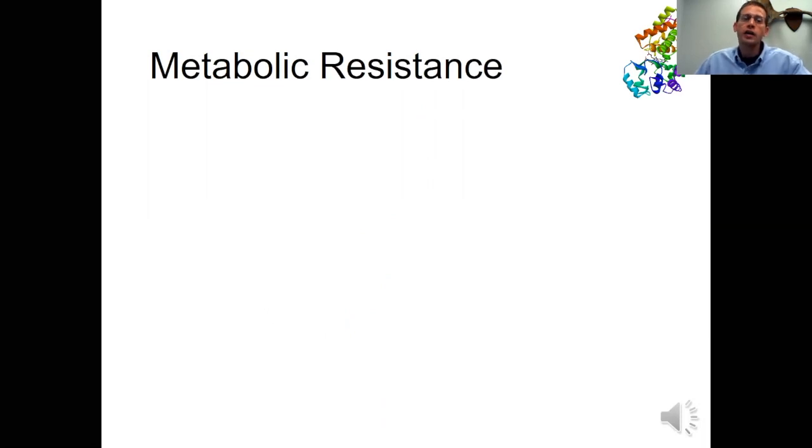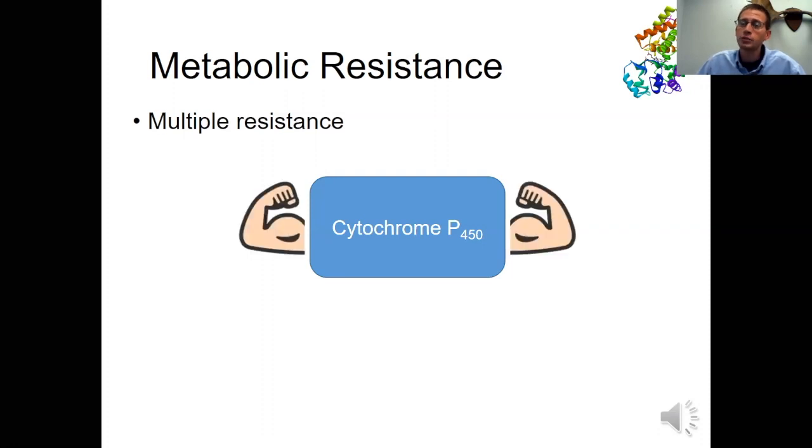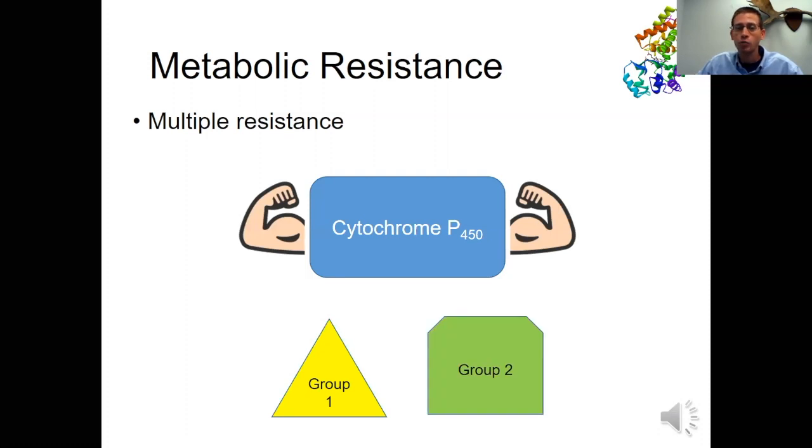Multiple resistance can also occur when certain enzymes, such as cytochrome P450, display increased metabolism. This not only allows a biotype to metabolize one herbicide group, but multiple herbicide groups as well.